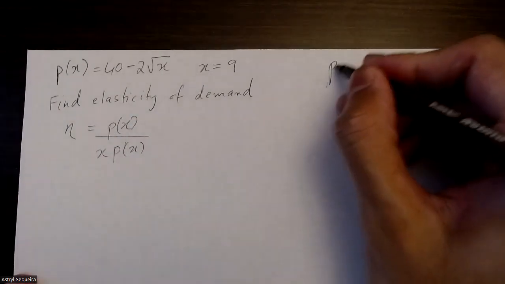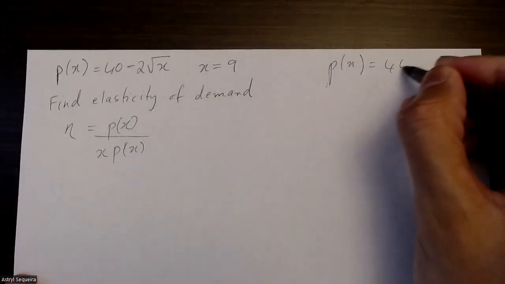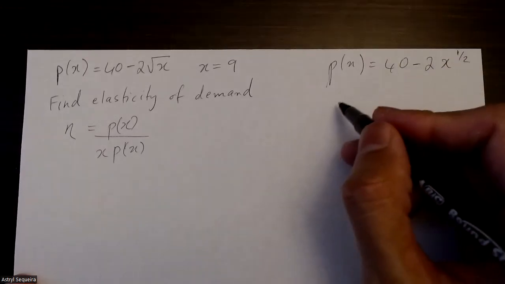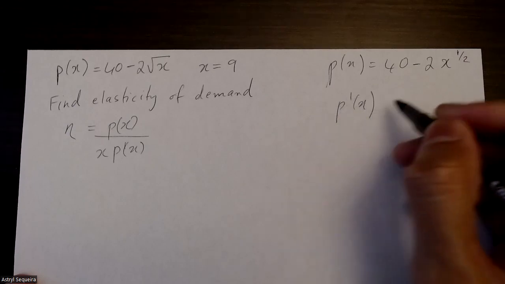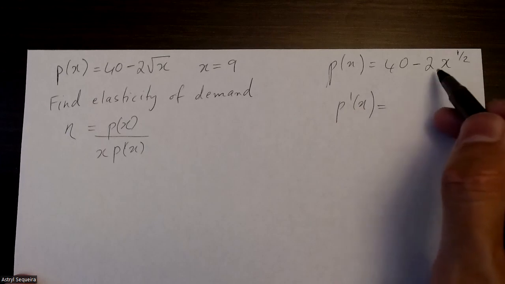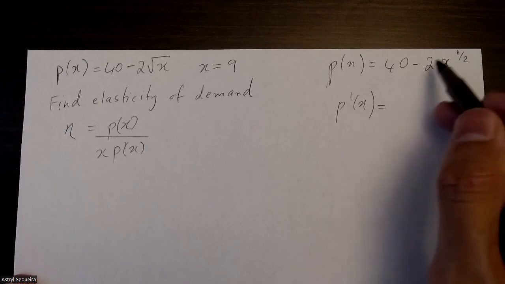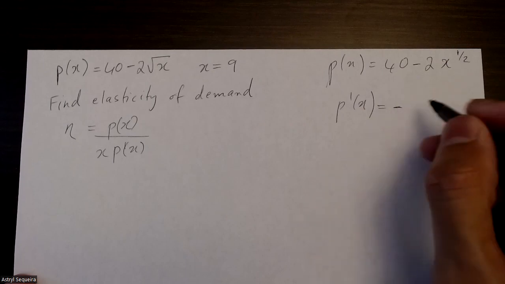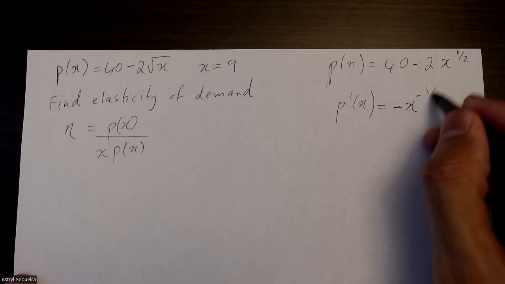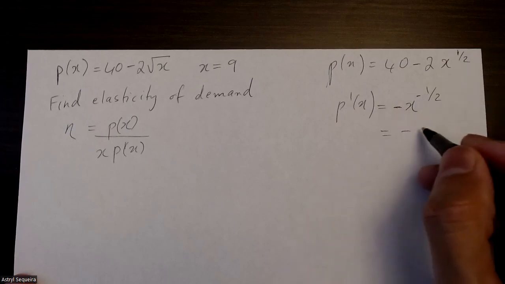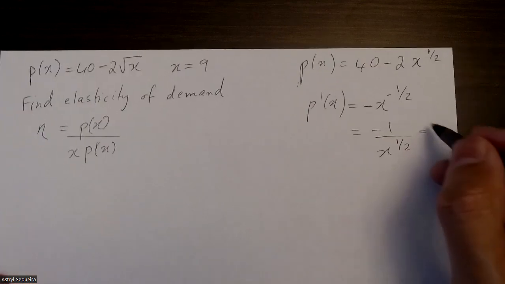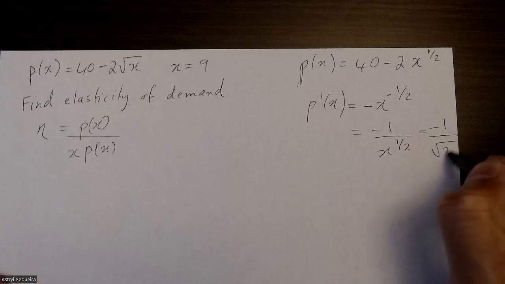So I'm going to rewrite this function with an exponent to make it a bit easier to differentiate. So minus 2x to the power of 1 over 2. Then if I differentiate this equation, the derivative of 40 is just 0. The derivative of negative 2x to the 1 over 2: 1 over 2 times negative 2 is just negative 1. And if I subtract 1 from the exponent, I get negative 1 over 2. This is just negative 1 over x to the power of half, or negative 1 over root x.